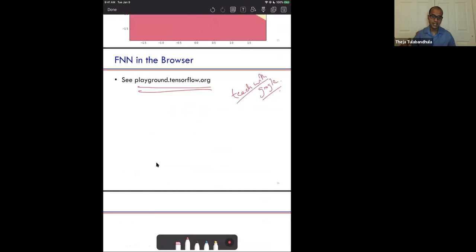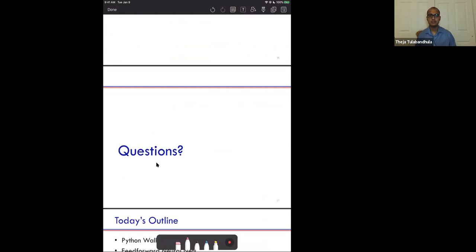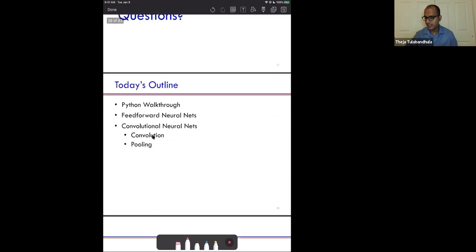I don't remember, but I think it's on the class web page. So have a look at it. It's just in-browser visualizations for multi-class classifiers. So any questions about feedforward networks before we move on to the convolutional neural networks? Okay, so if there are no questions, let's move forward.